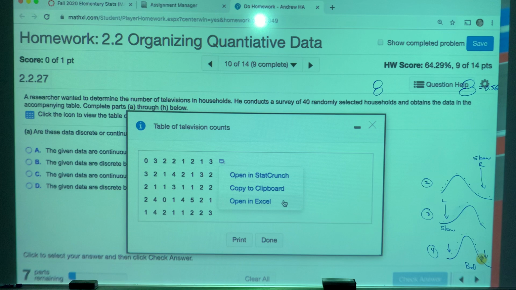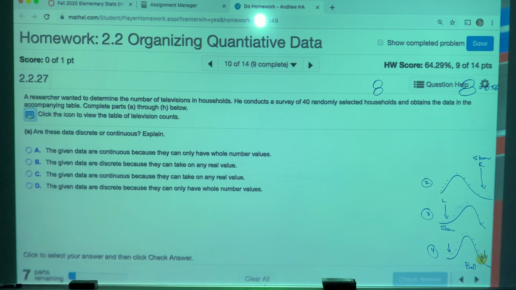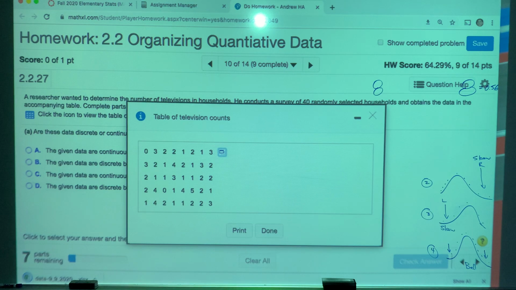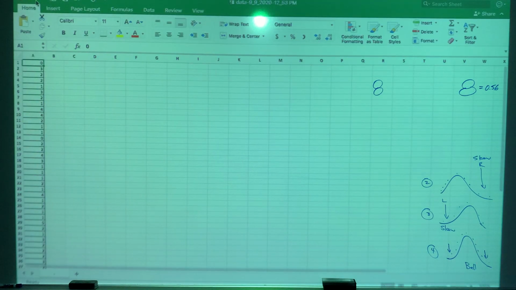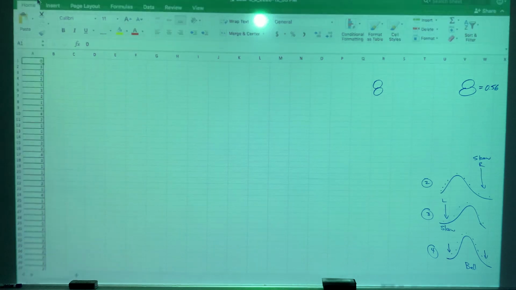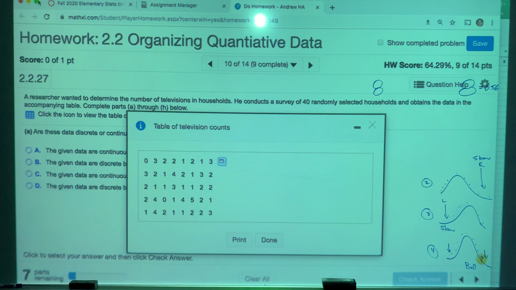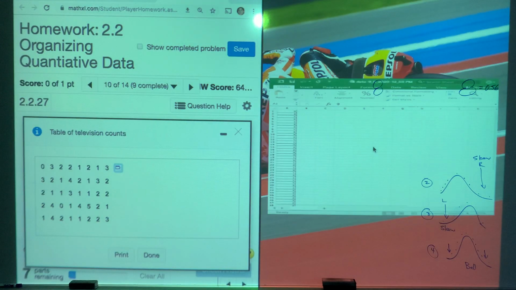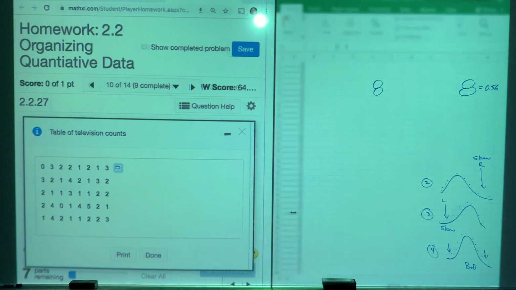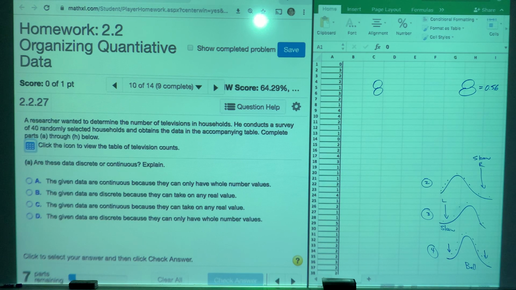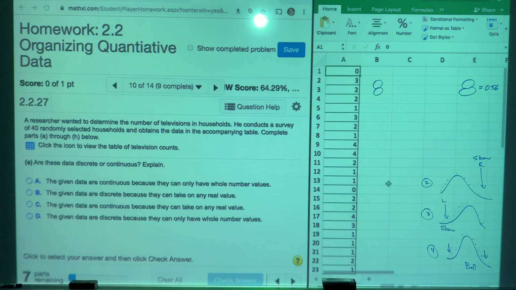If you didn't see that, quick note, let me go back. This little box right here, click that for your data set. Then you have the double boxes here like we've seen earlier. Open that in Excel. All right. I'm going to open this up. What we need to do here in our data set, shall we?